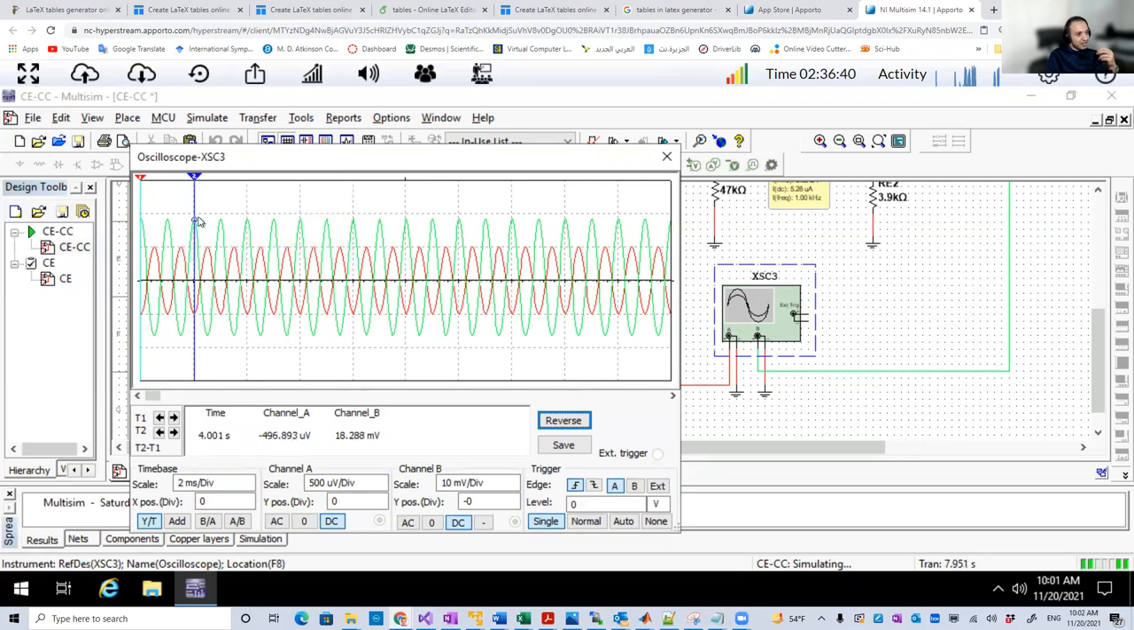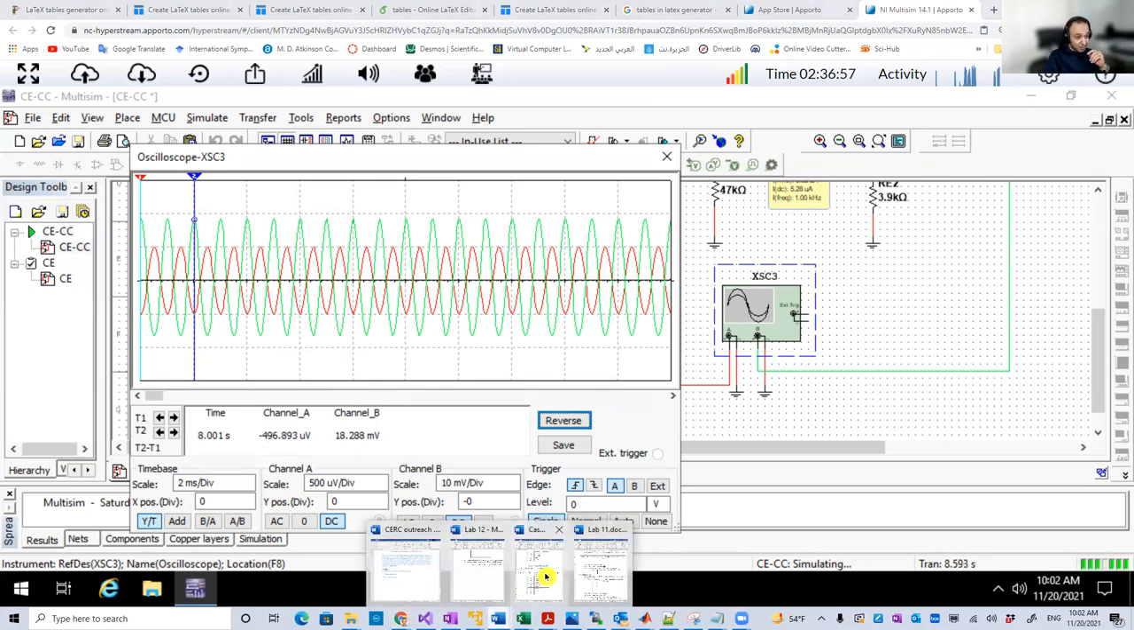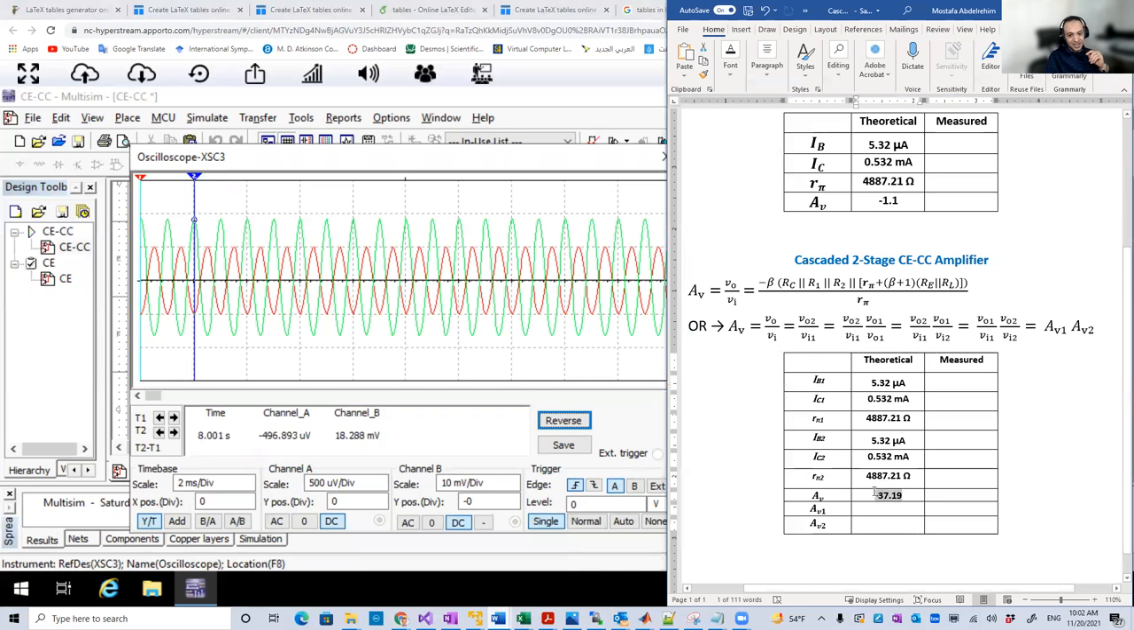And go to max, it is 18. So if we divide them by each other, 18 divided by around half, it's 36, right? And remember it's a minus here because of the phase shift, so it's minus 36. If we go back here, very close to what we get theoretically.